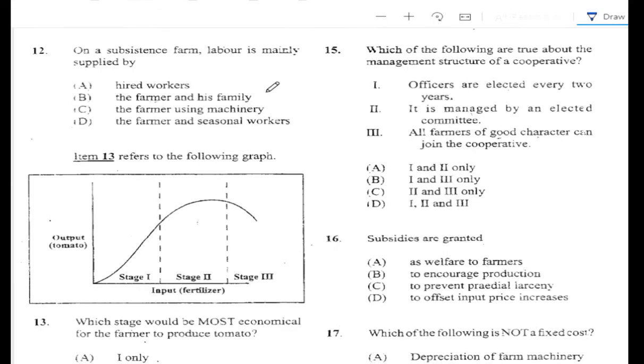Marketing. Question number 12. On a subsistence farm, labor is mainly supplied by A. Hired workers, B. The farmer and his family. The answer is B. The farmer and his family. Of course, subsistence farming means just farming enough to eat.